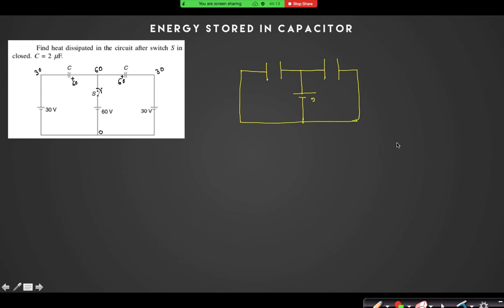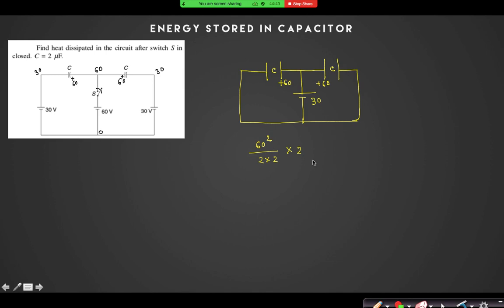Is this circuit equivalent to this one? Yes, sir. Where the final charge here is plus 60 microcoulomb. This is plus 60 microcoulomb. So if I say Q square by 2C, you can use 60 square by 2C, Q square by 2C into 2. That is the final energy in the capacitor plates.